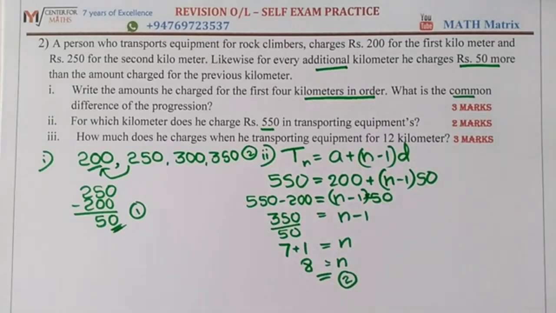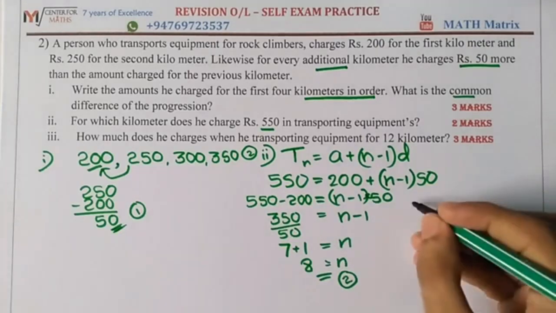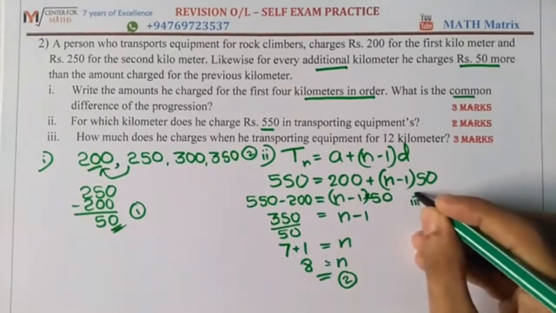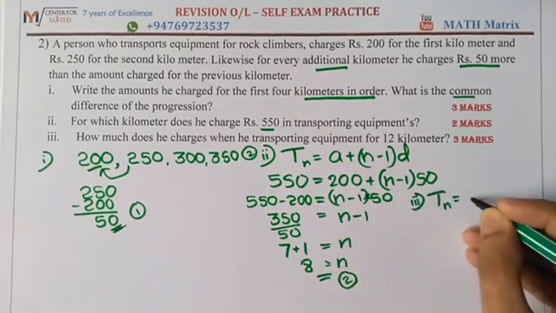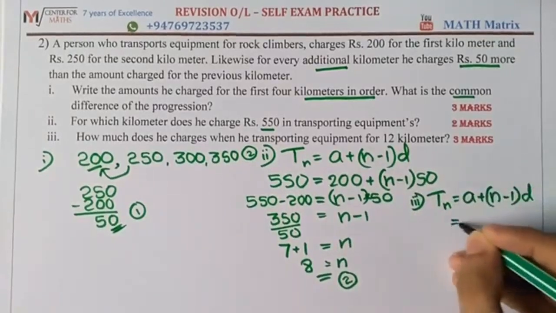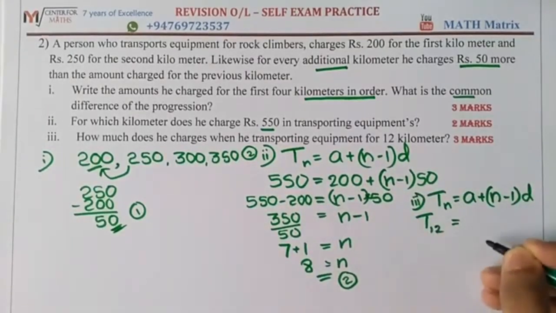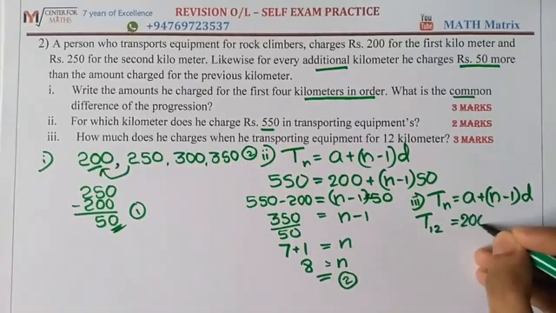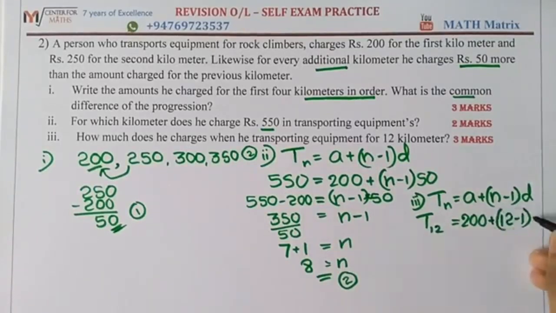Okay, right. So here they are asking like this. Read carefully. How much does he charge when he is transporting equipment for 12 kilometers? Again, we have to go with the Tn formula. Tn equals a plus (n minus 1) d. So this time they are asking us to find T12. The initial term is 200, the value of n is 12, and the common difference is just 50.